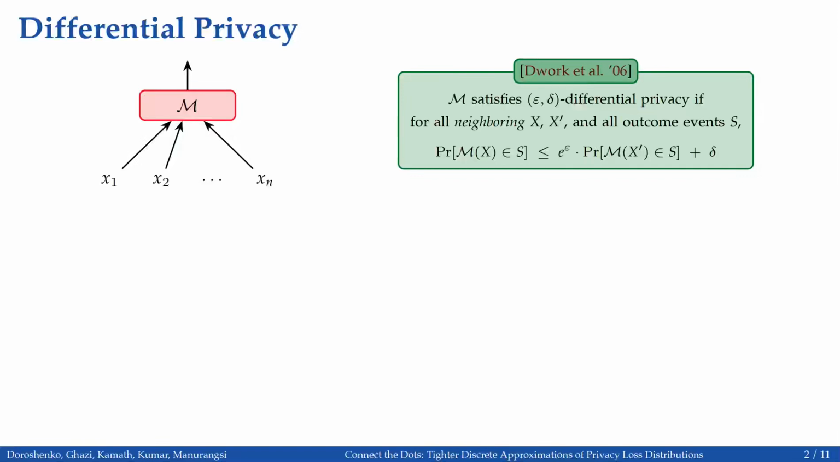Differential privacy has become the de facto standard definition of privacy. A mechanism satisfies epsilon delta DP if for all neighboring datasets x and x prime, namely those which differ on only one input, it should hold that the probability of any event on input x is at most e to the epsilon times the probability of the same event on input x prime, up to an additive delta.